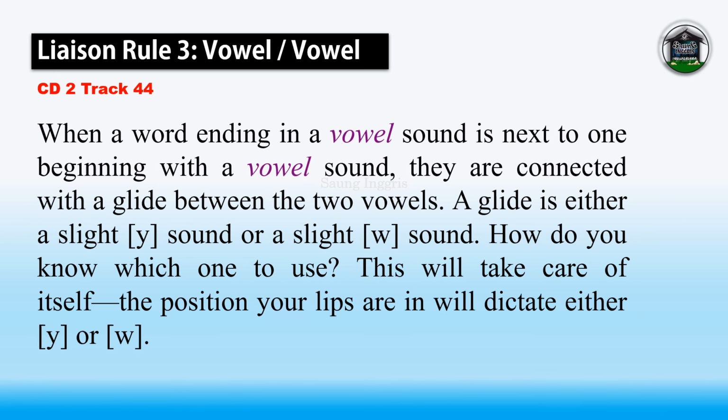Liaison Rule 3, Vowel-vowel. When a word ending in a vowel sound is next to one beginning with a vowel sound, they're connected with a glide between the two vowels. A glide is either a slight y sound or a slight w sound. How do you know which one to use? This will take care of itself. The position your lips are in will dictate either y or w.